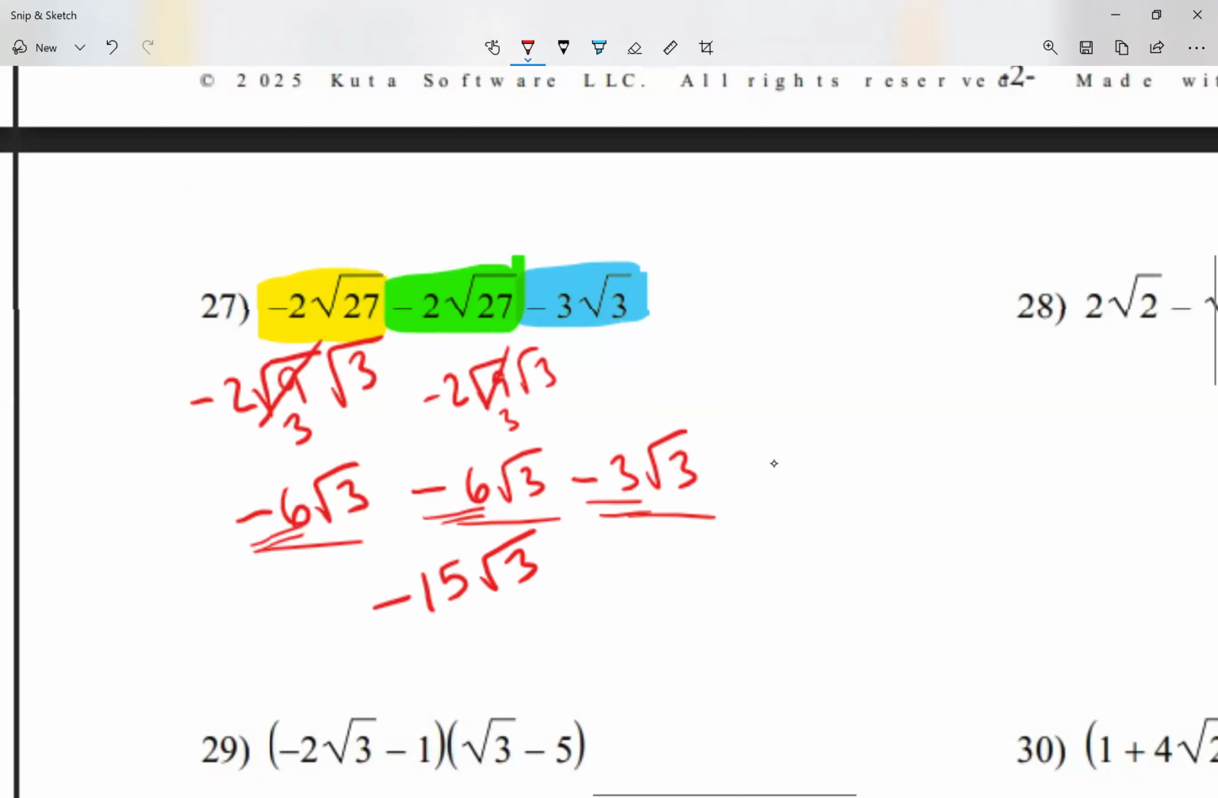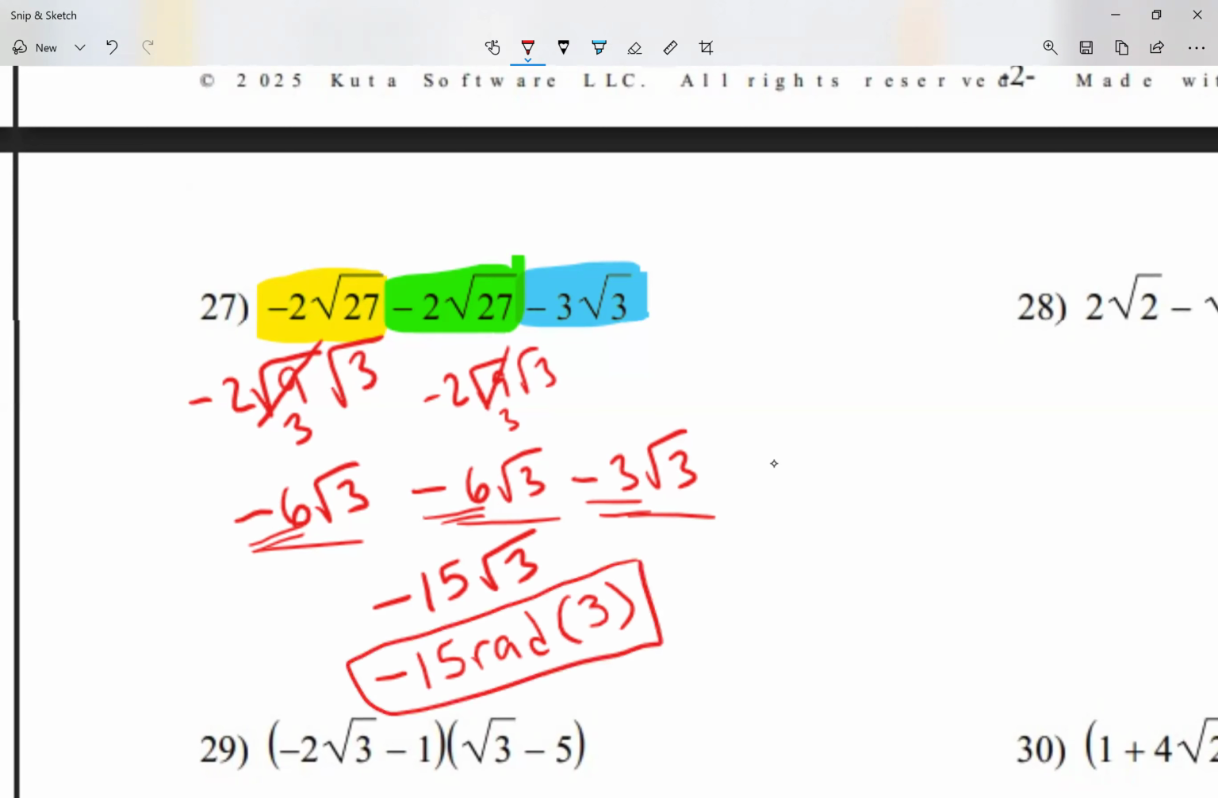For our homework, when we're typing it, I'm just going to go negative 15, RAD, open and close parentheses, inside the parentheses 3. So negative 15 radical 3, all together, no spaces.